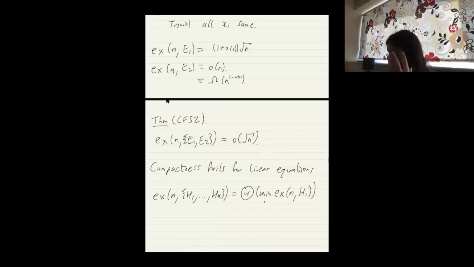So just harking back to what we were talking about earlier, compactness fails for linear equations. And I also expect that it fails for graphs, but we don't know how to prove that. Okay, so that's basically all I wanted to say, so I will stop there.